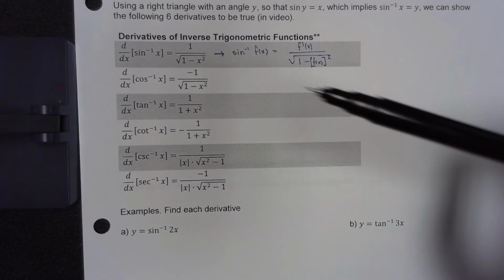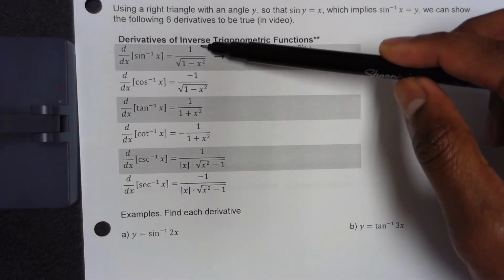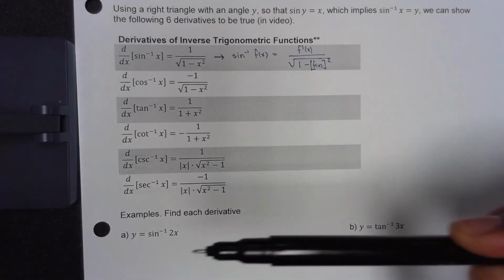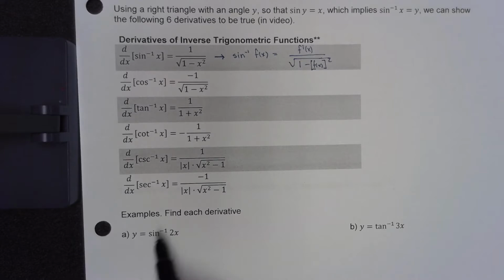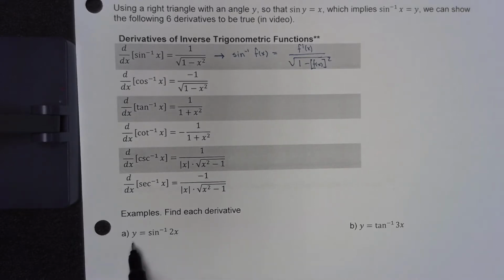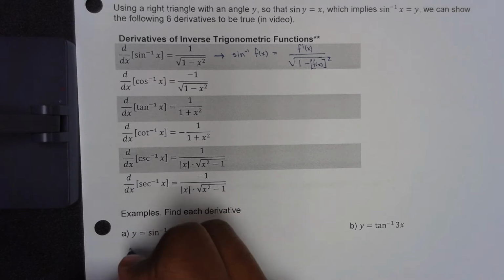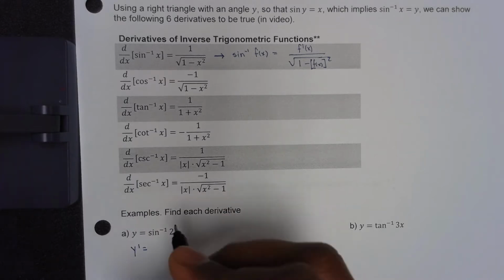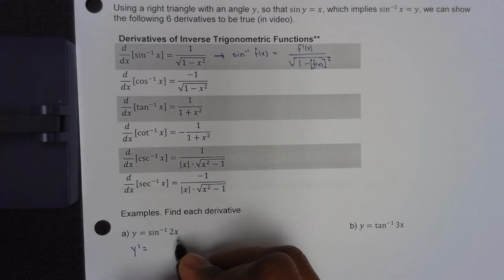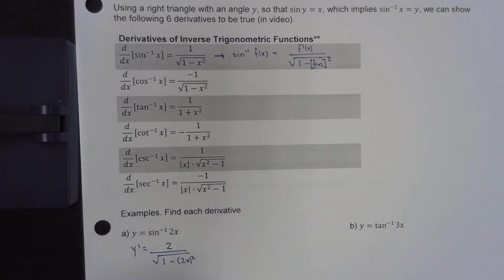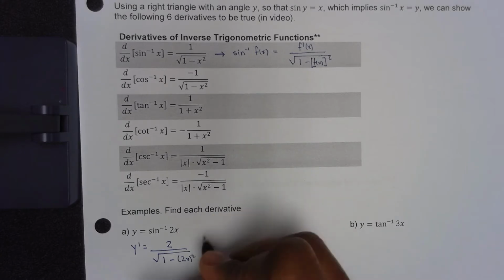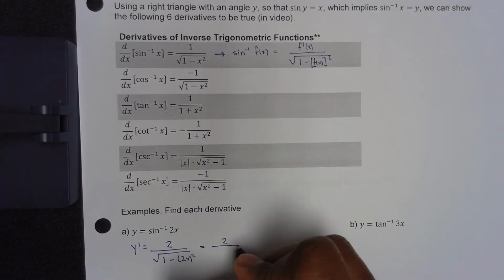You will have a formula quiz over all of these and the formulas that we've done in the previous 3 videos. So study up. The first one is find each derivative. We have y equals sine inverse of 2x. So y prime is going to equal, we need to multiply by the derivative of 2x, which is 2, and then divide it by the square root of 1 minus 2x squared. We get 2 over the square root of 1 minus 4x squared.